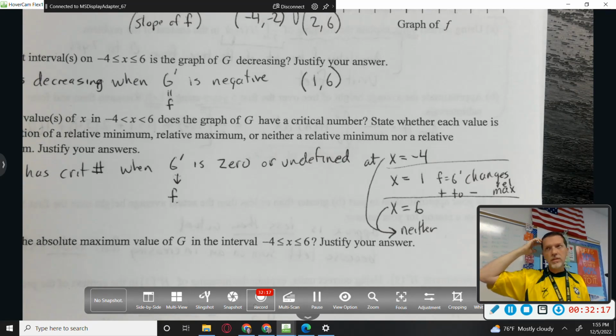Blocking? Yes. Don't tell pre-cal. What's happening?